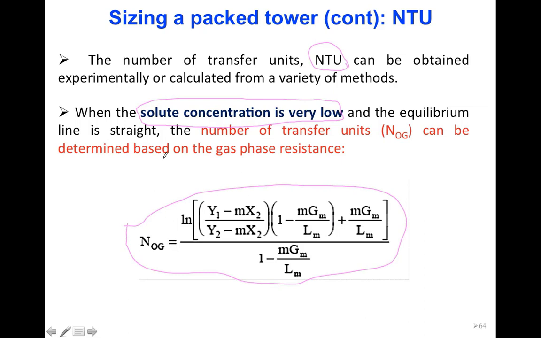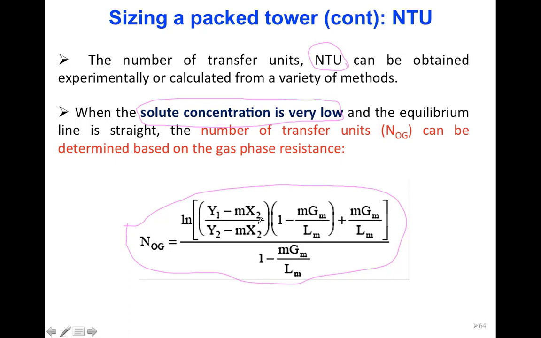In this equation you have all the information that you know, for example y1, y2, x1, x2. Those are the mole ratios at the top and at the bottom of the column. x2 is for the bottom of the column. Sometimes we have 0 and n plus 1, and sometimes we can simply use 1 and 2.